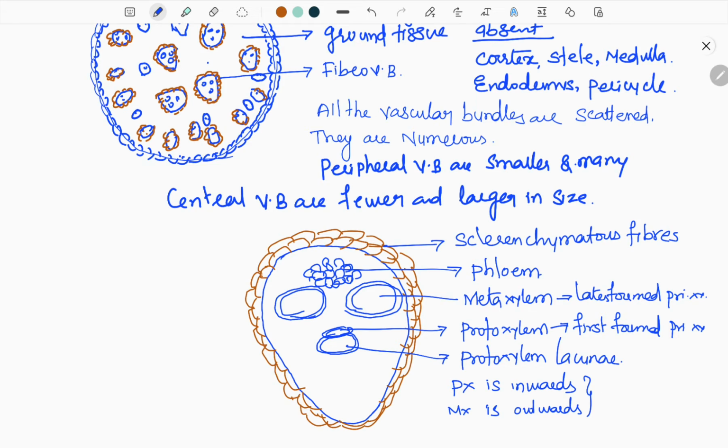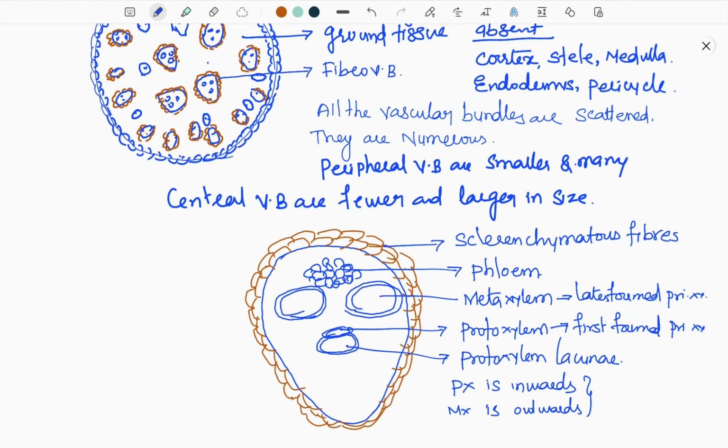Remember, protoxylem is small in size. It is formed when the plant is very young. Metaxylem is large in size. It is formed when the plant has grown up. So generally, protoxylem vessels are small in size. Metaxylem vessels are large in size. So based on the arrangement of protoxylem and metaxylem, two types of xylem can be found, that is exarch and endarch.